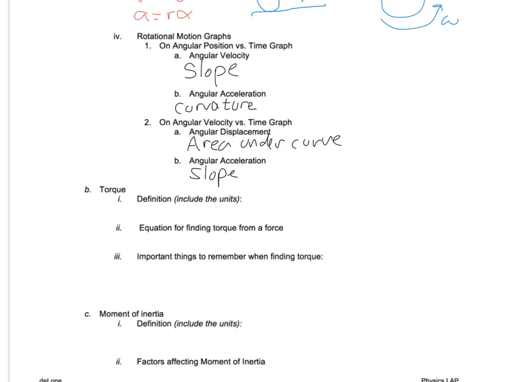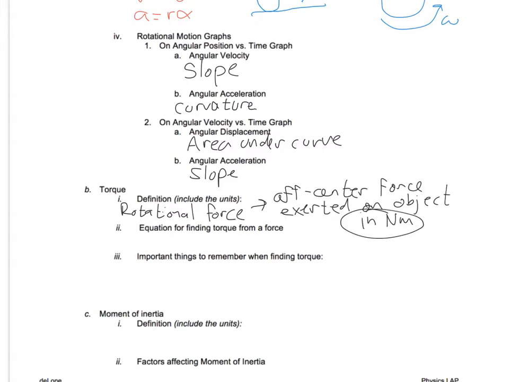All right, moving on to torque, which was an important concept in this. This was our rotational equivalent of force, okay? And it results when we have a force exerted, an off-center force being exerted on an object. And it's going to be measured in Newton meters. Now the next thing is our torque is a maximum when our angle is 90 degrees. And our torque is 0 when our angle is 0 or 180.